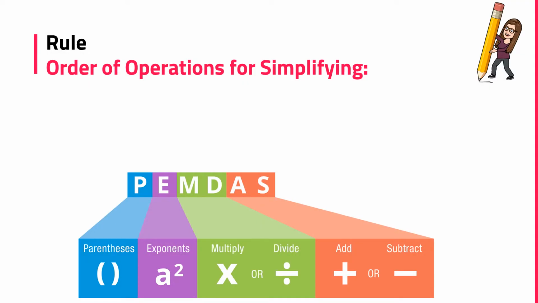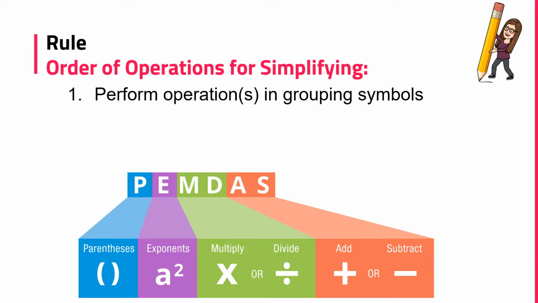All right, in your notes, I have this graphic here for you. And when we simplify, there is an order to which we need to simplify to get to the right solution. So the first letter in this acronym called PEMDAS is P. P is for parentheses, and that means we're going to perform any operations that include grouping symbols. So please jot that down. Perform operations in grouping symbols.